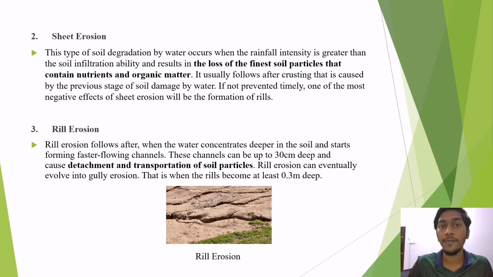The third type of water erosion is rill erosion. Rill erosion follows when the water concentrates deeper in the soil and starts forming faster flowing channels. These channels can be up to 30 cm deep and cause detachment and transportation of soil particles. Rill erosion can eventually evolve into gully erosion. This is when rill becomes at least 0.3 meter deep.